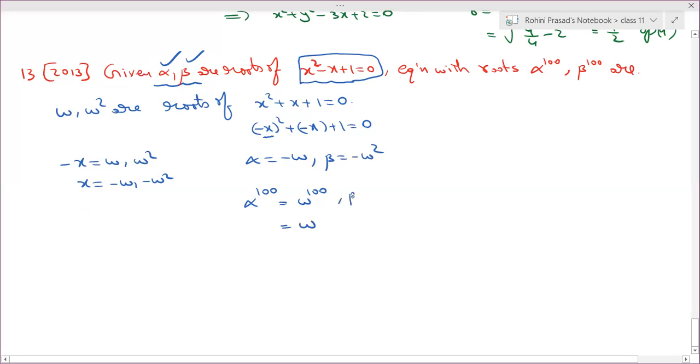And beta power 100 equal to omega, minus power even number again plus, and then 200. So the omega power 198 is the 3 multiple. If you remove 198, then omega square it becomes. So the omega and omega square. So alpha power 100 is omega, beta power 100 is omega square. Equation with omega and omega square as roots is a well-known equation for us. The answer is x square plus x plus 1, which is there in option 4.